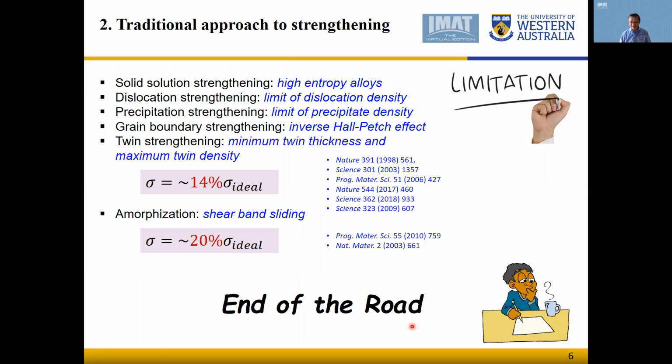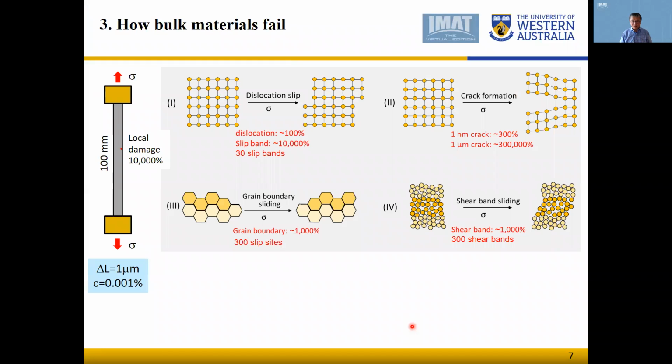So the question is, is there a way around? Are there other roads possible? Are we able to overcome these limitations so that we can create materials of higher strengths? To answer that question, we really need to understand how bulk materials fail.